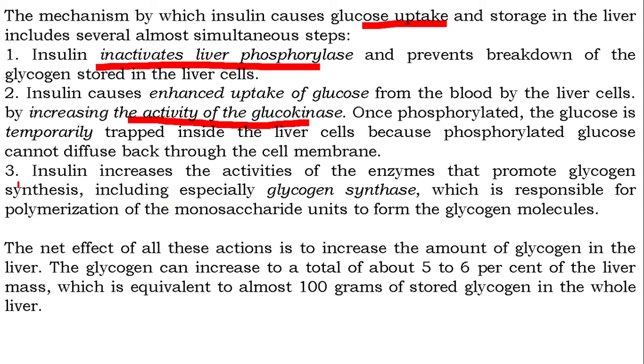And process 3, insulin increases the activity of enzymes that promote glycogen synthesis. You know that glycogen synthase is the first enzyme responsible for glycogen synthesis. Then you have the branching enzyme. So the activity of all those enzymes is promoted by the insulin hormone. The net effect, increased amount of glycogen in the liver and of course in the muscles as well.